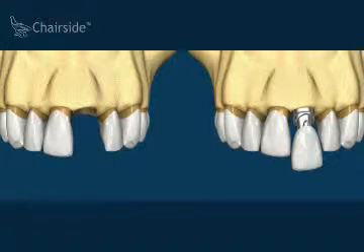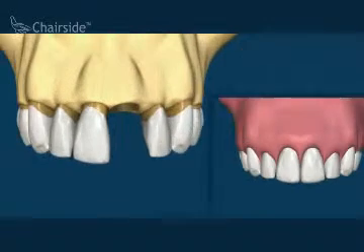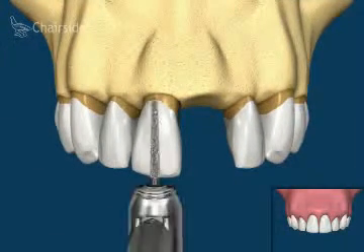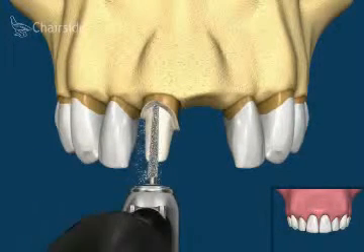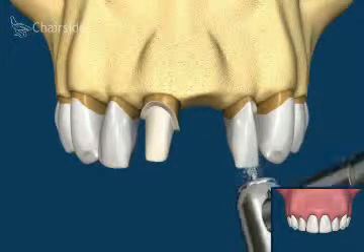In this situation, we do not involve the adjacent teeth. On the left, we have the bridge option. Here we must cut down the adjacent teeth. There is significant tooth reduction, and the teeth may become sensitive or even need root canal treatment at this early stage of the process.